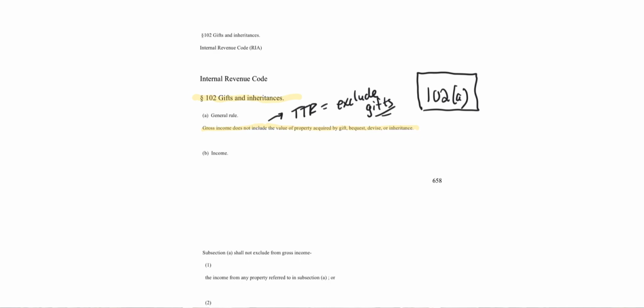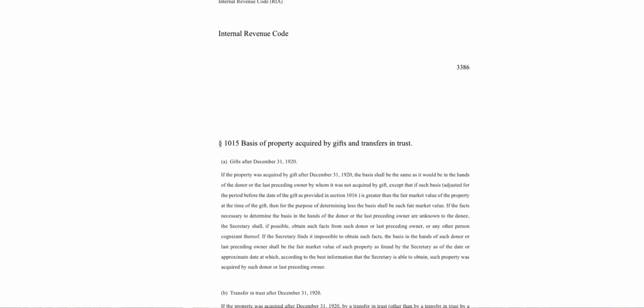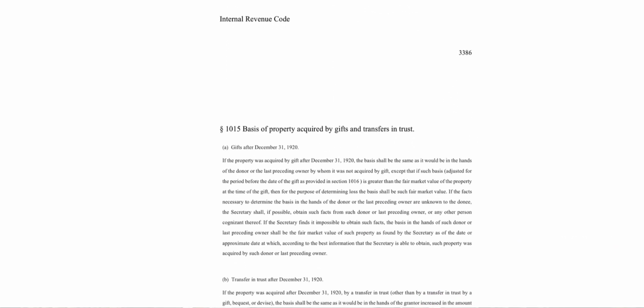But remember, so that's the great job. The outstanding job is to continue. So section 1015 deals with the basis of property acquired by gifts. Now, one giveaway in this problem would be that I kind of gave you some of the facts with the fair market value and the basis to the uncle before the gift.